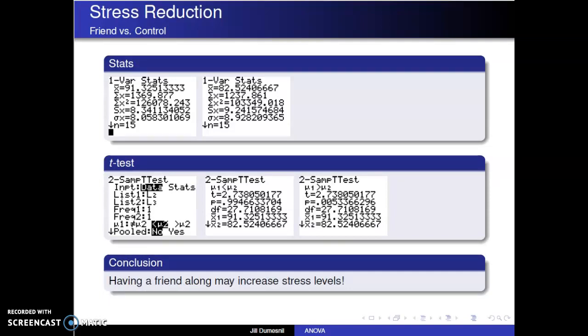Ironically, by comparing the friend group to the control group, we can actually conclude that there's evidence in this data that having a friend along may actually increase stress levels.